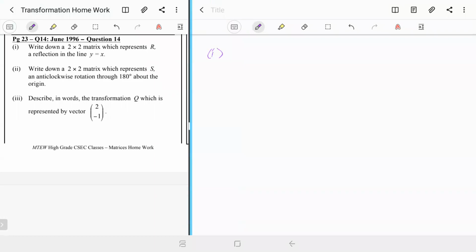Simple. I'm just going to write it down. It is the one that looks like the identity matrix, but it's not. So it's 0, 1, 1, 0. Remember, the identity is 1, 0, 0, 1. Done, I get my marks. That's the y equals x reflection matrix, and I must call it R.